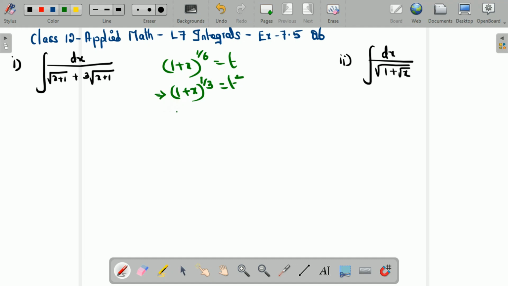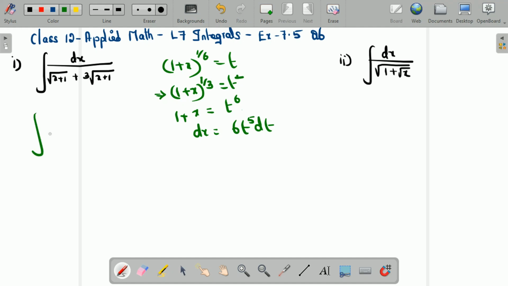Now let's look at 1 plus x. This will become t power 6 because I am taking that sixth power in both cases. So this is going to be equal to t power 6. So dx is going to be equal to 6t power 5 dt. Now let us put the modifications that whatever we have done in the original integration.